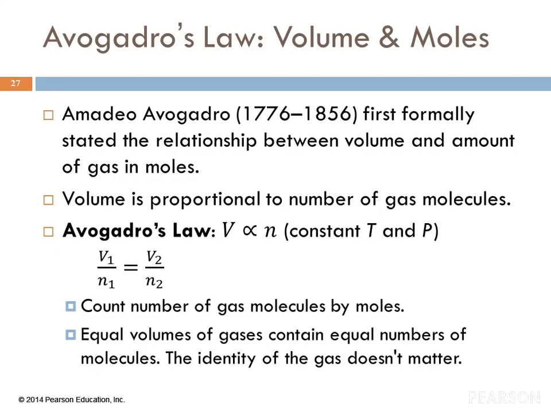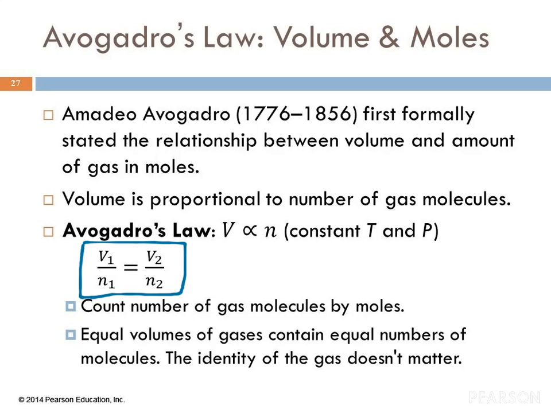So what his law says is that the volume of a gas is proportional to the number of particles of the gas. It's not proportional to its mass, it's proportional to the particles. So here is the statement of Avogadro's law. V1 over N1 is equal to V2 over N2. Volume is proportional to N, N meaning number of moles, and this of course is when temperature and pressure are held constant.